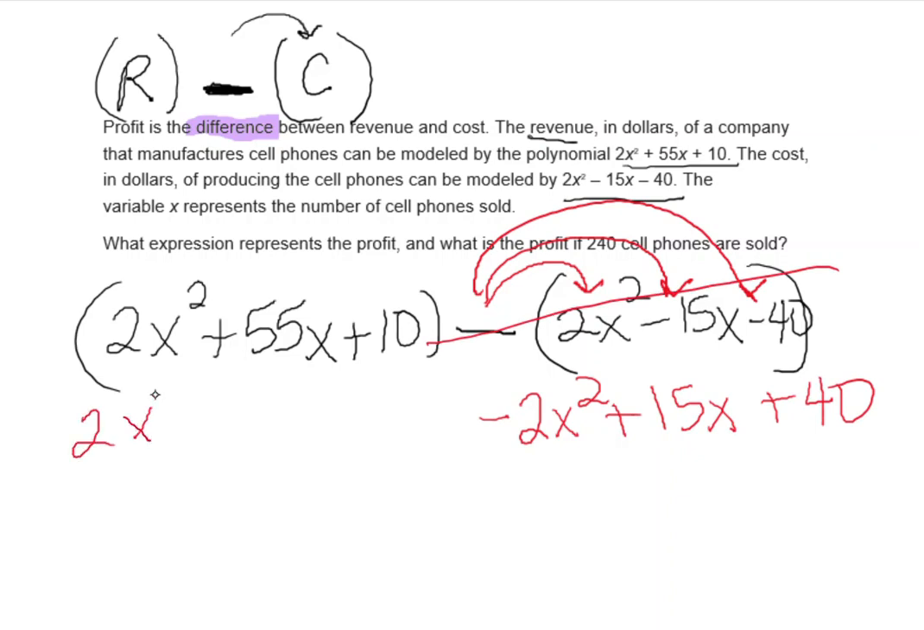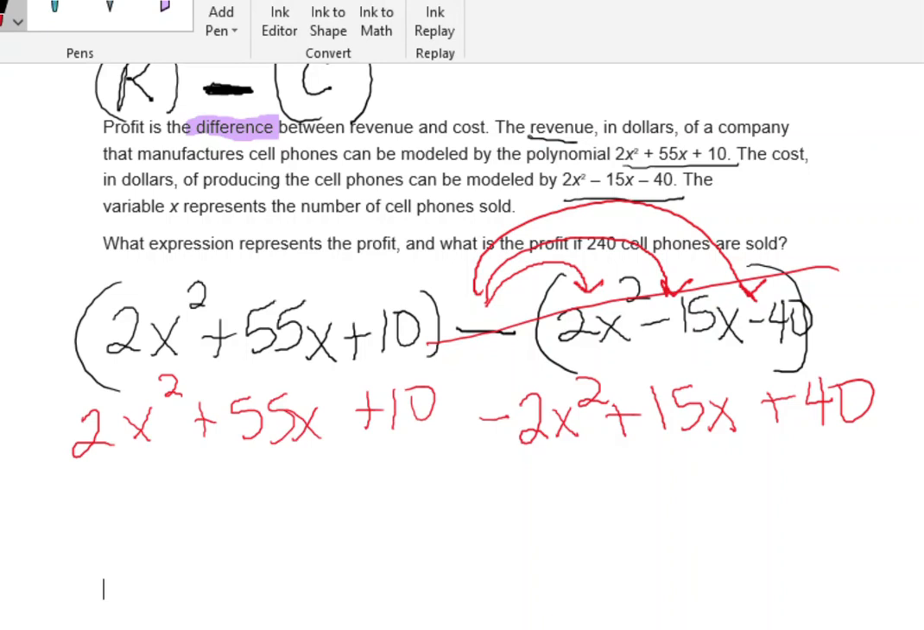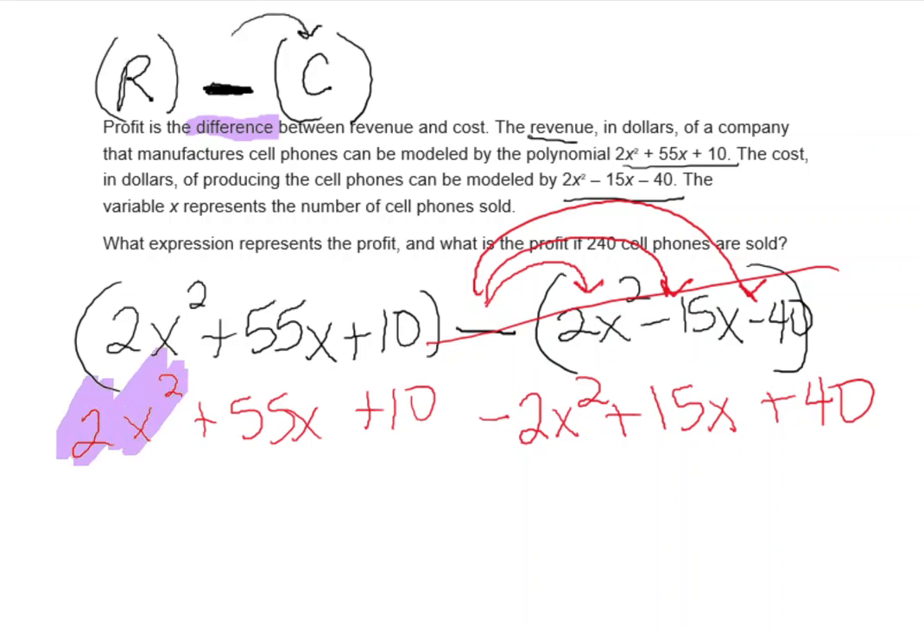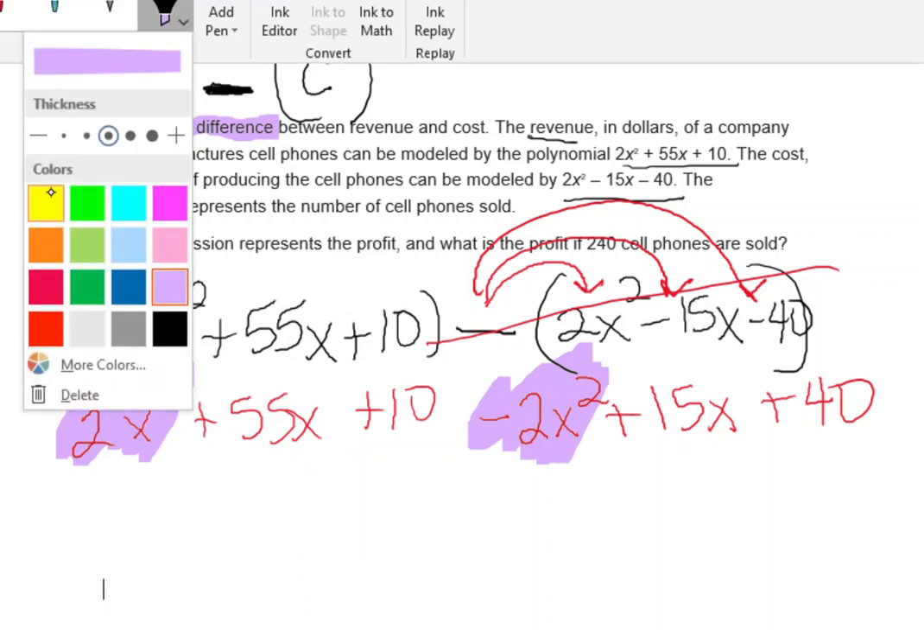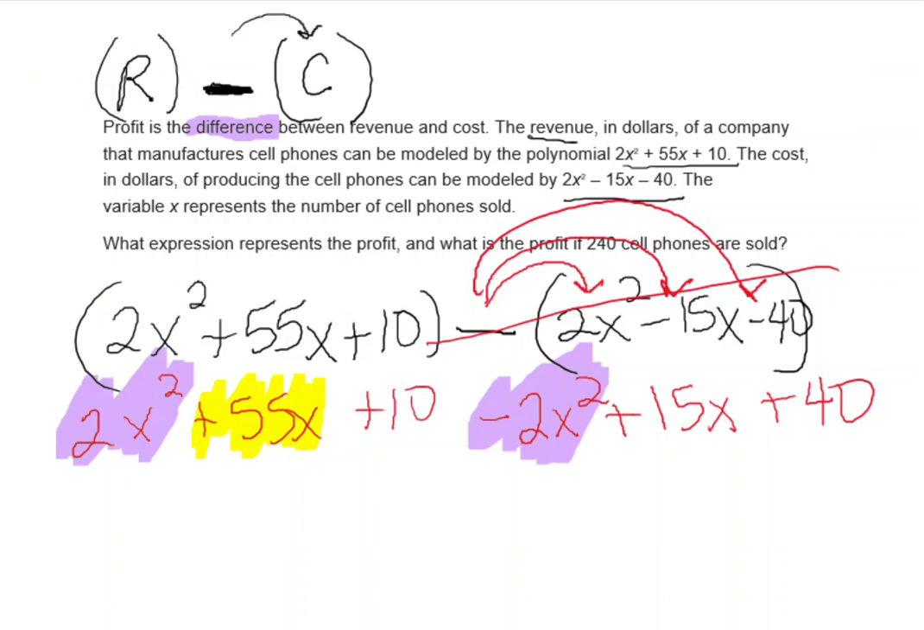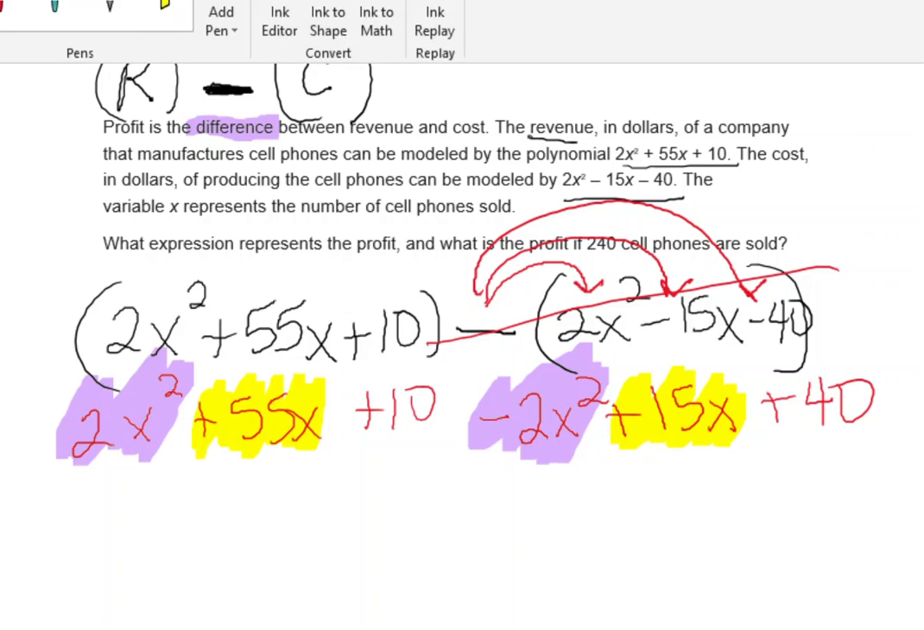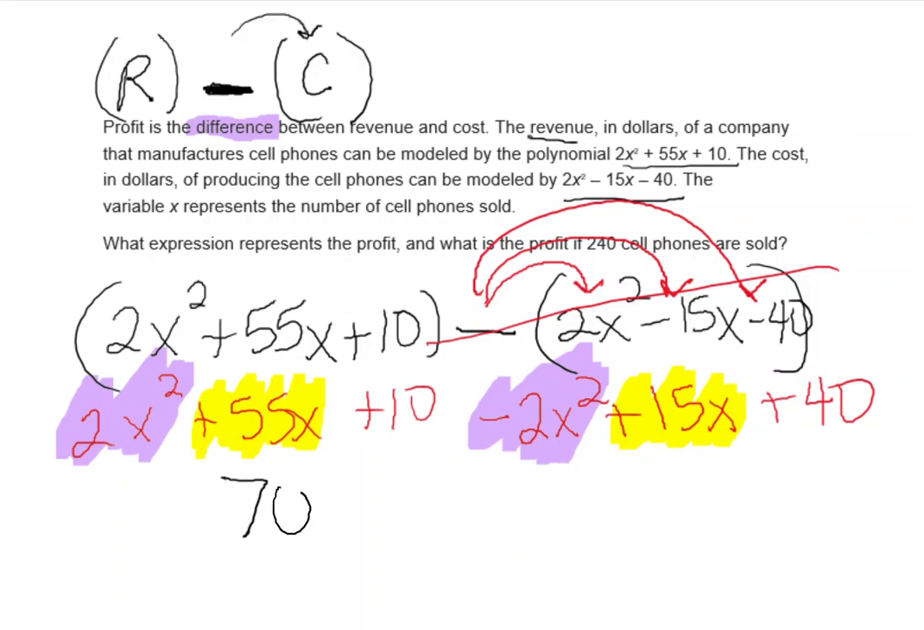Now we can bring down the 2x squared plus 55x plus 10 and combine our like terms. Are there any other x squared terms? Yes, negative 2x squared. Those are going to cancel each other out. 2 minus 2 is 0. Are there any other x terms? Yes, positive 15x and positive 55x are going to combine to give me positive 70x. And then lastly, we have our constants. Positive 10 and positive 40 is positive 50.